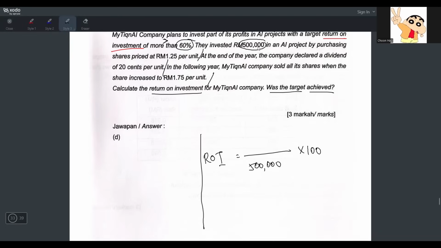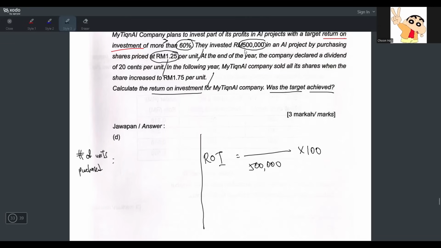So remember, they invest. Invest means buy. You spend 500,000 to buy the shares priced at 1 ringgit 25 per unit. So first we can find out how many units they buy. We need to know that, and then I can multiply with 20 cents to get the total dividend. So first we need to find out the number of units of shares purchased.